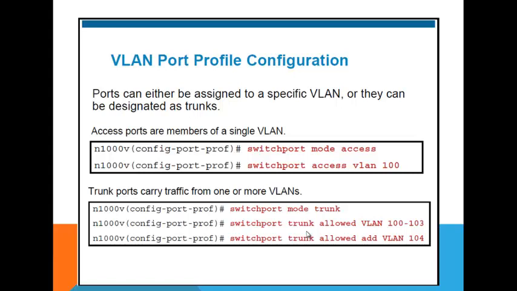In the port profile, as you say access, you can also say trunk. If you're going to create a port profile for uplink ports, we need to say trunk, and you can optionally say allowed VLANs.